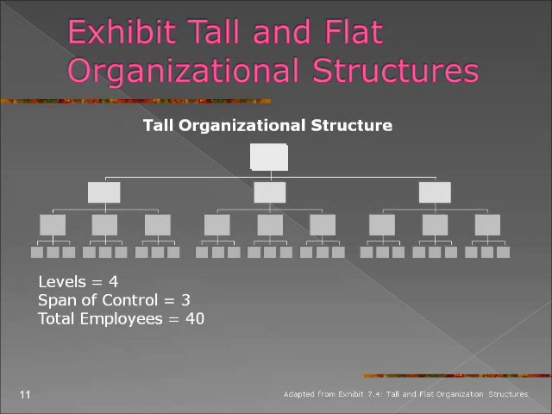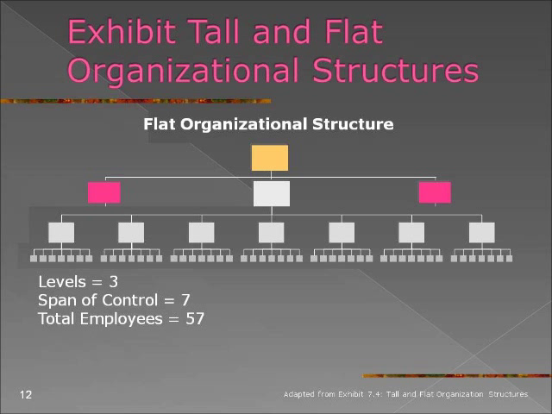Because of some of the cons of tall organization, a lot of companies are converting to flat organizations for faster responses, and it's better suited for rapid growth and change in the business environment. As you can see on the chart in this slide, the levels are 4, span of control is equal to 3, where the total employees are overall 40.